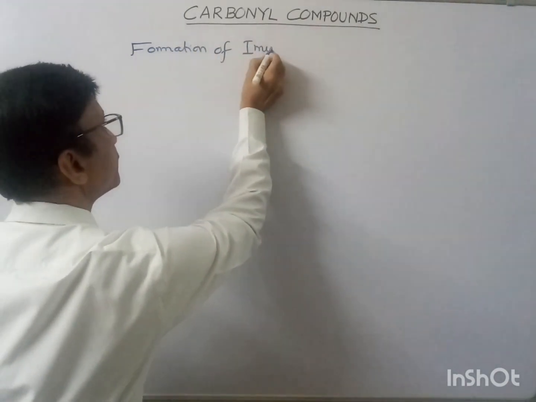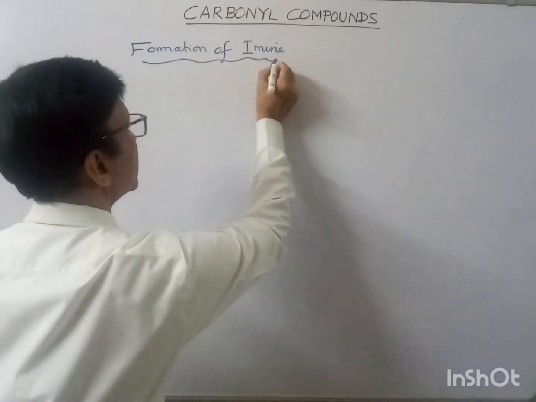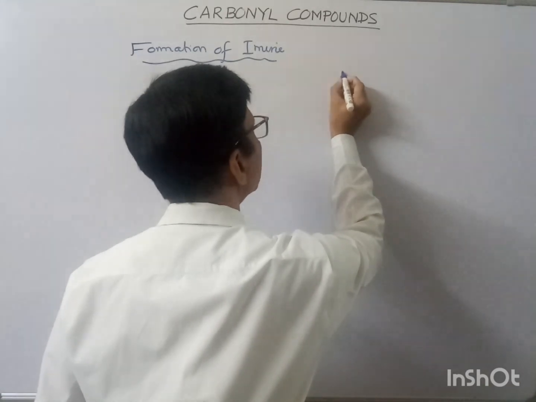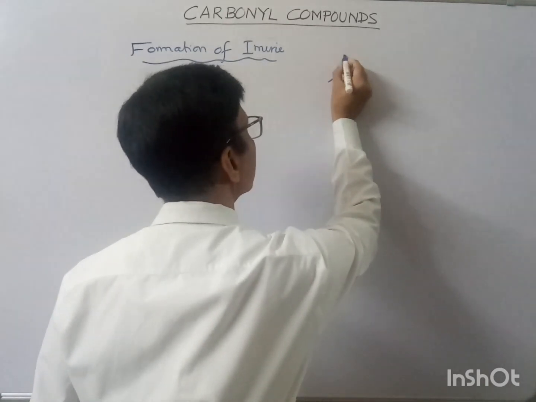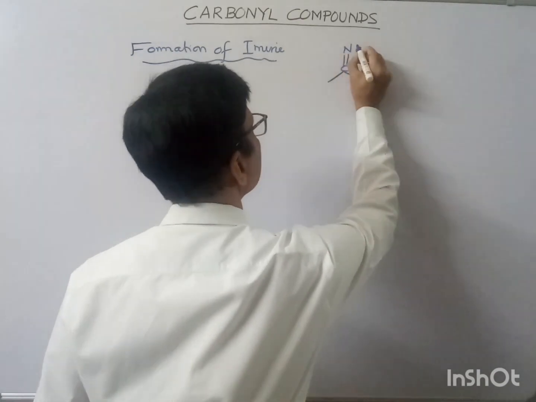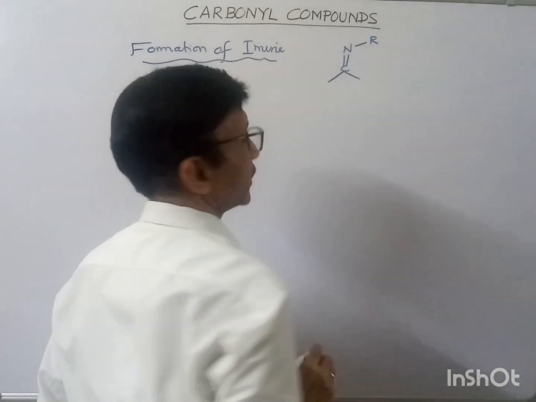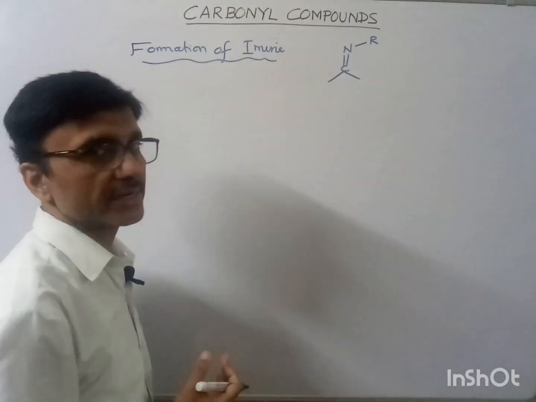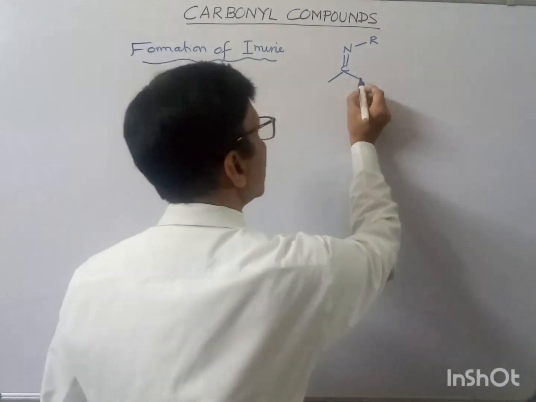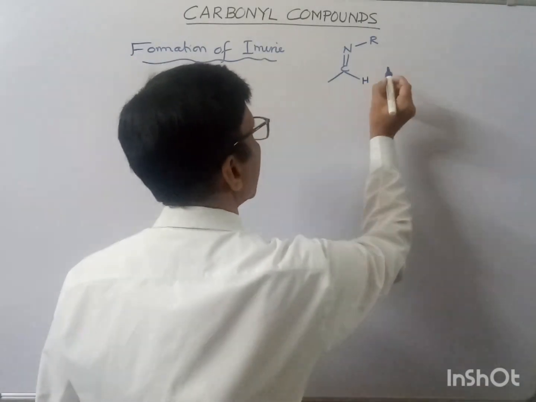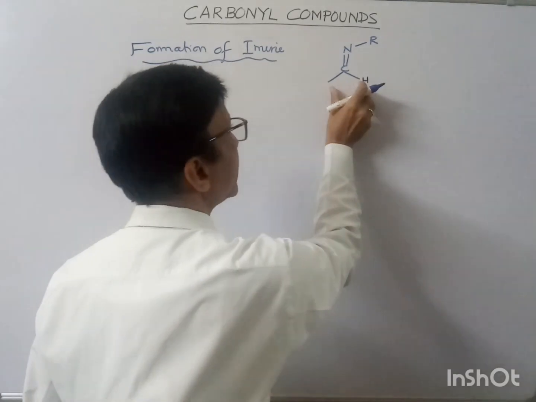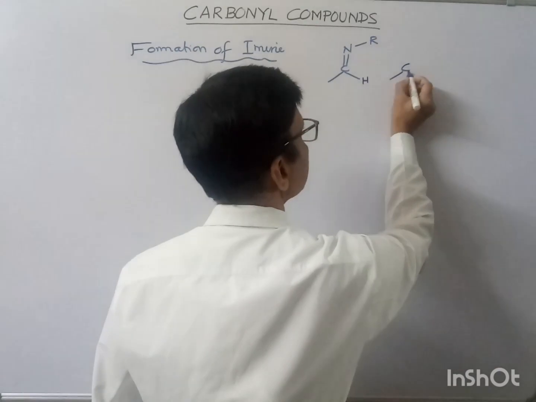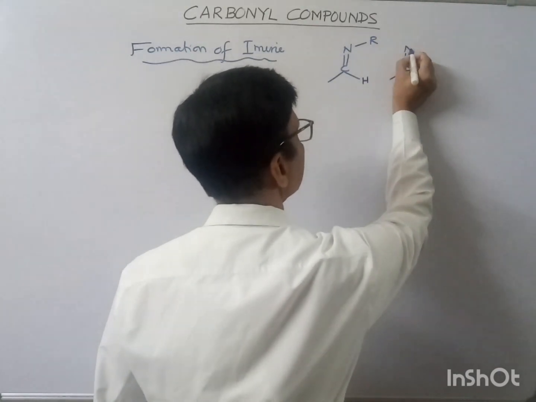We have a carbonyl compound, and this carbonyl compound can be converted into an imine. So this is an imine. When C double bond N is present, then that is called an imine. If we have a hydrogen over here, that means from an aldehyde this imine would be formed, and if we have a ketone, this would be the imine.